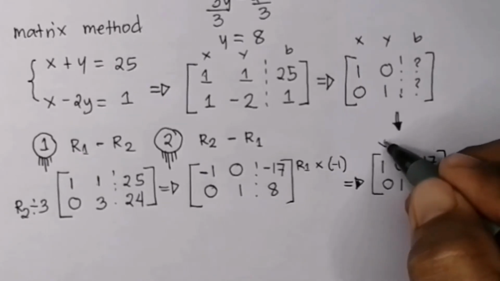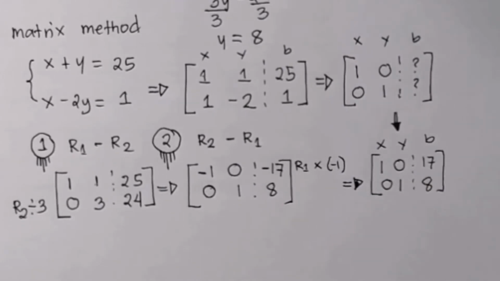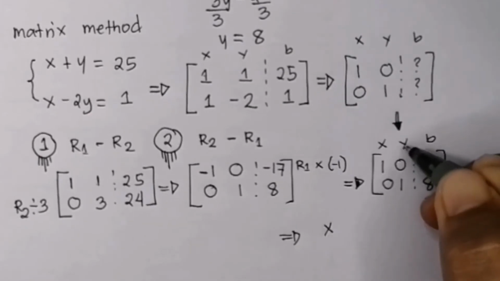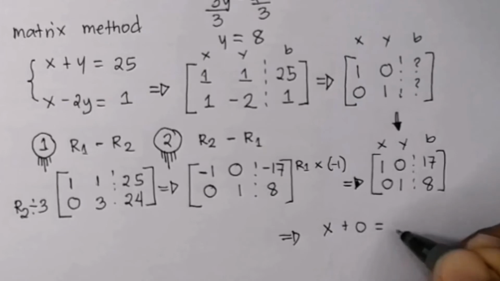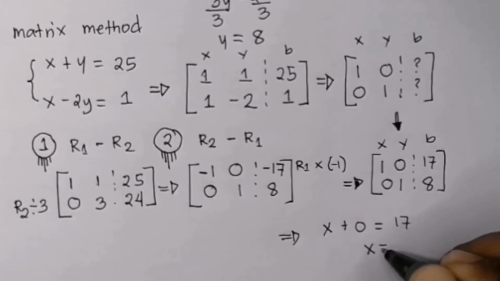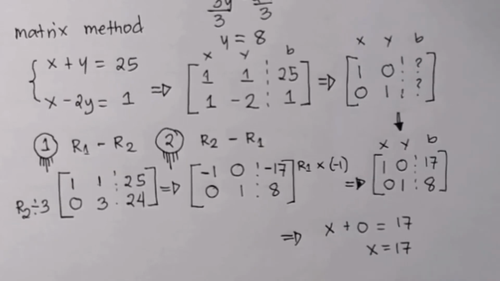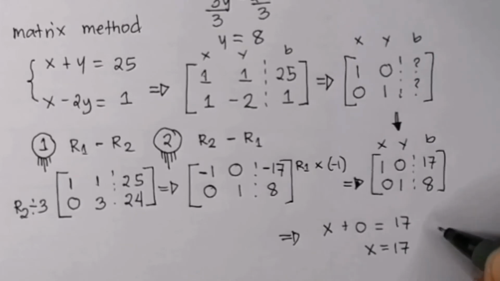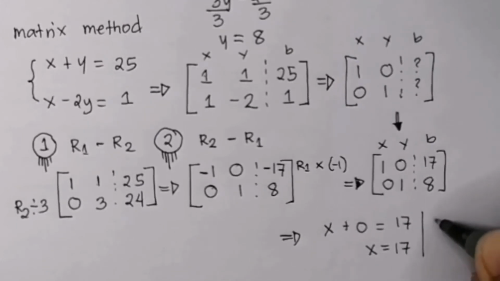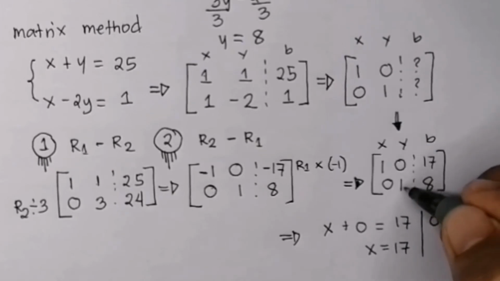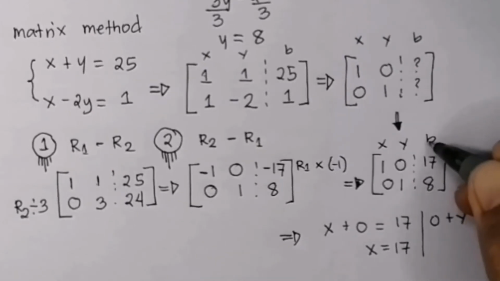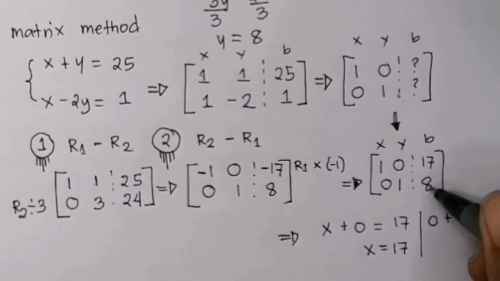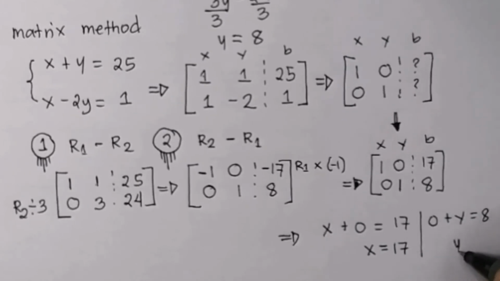So this would be the x, this would be the y, and this would be our solution. So, x times 1, that is x, y times 0, that is 0, equals 17. Therefore, x equals 17. Next, how about y? We have x times 0, that is 0. y times 1, that is y. And this is equal to 8. Then y equals 8.